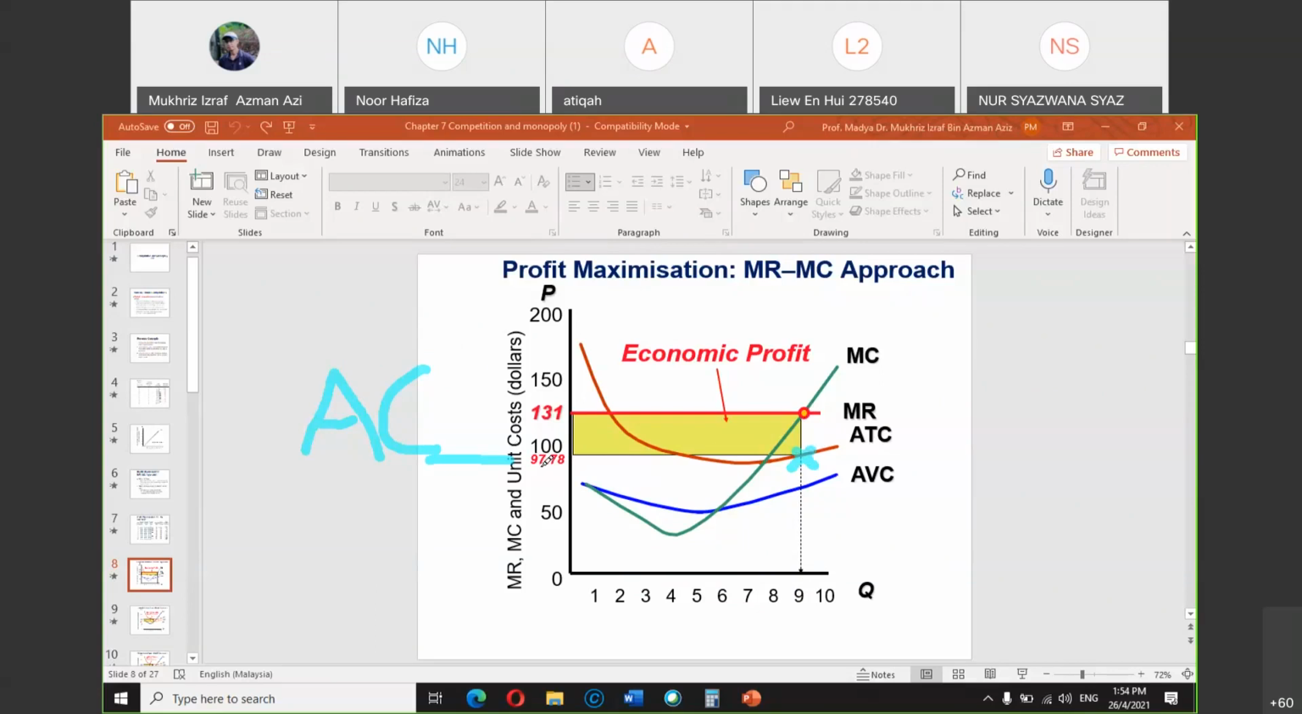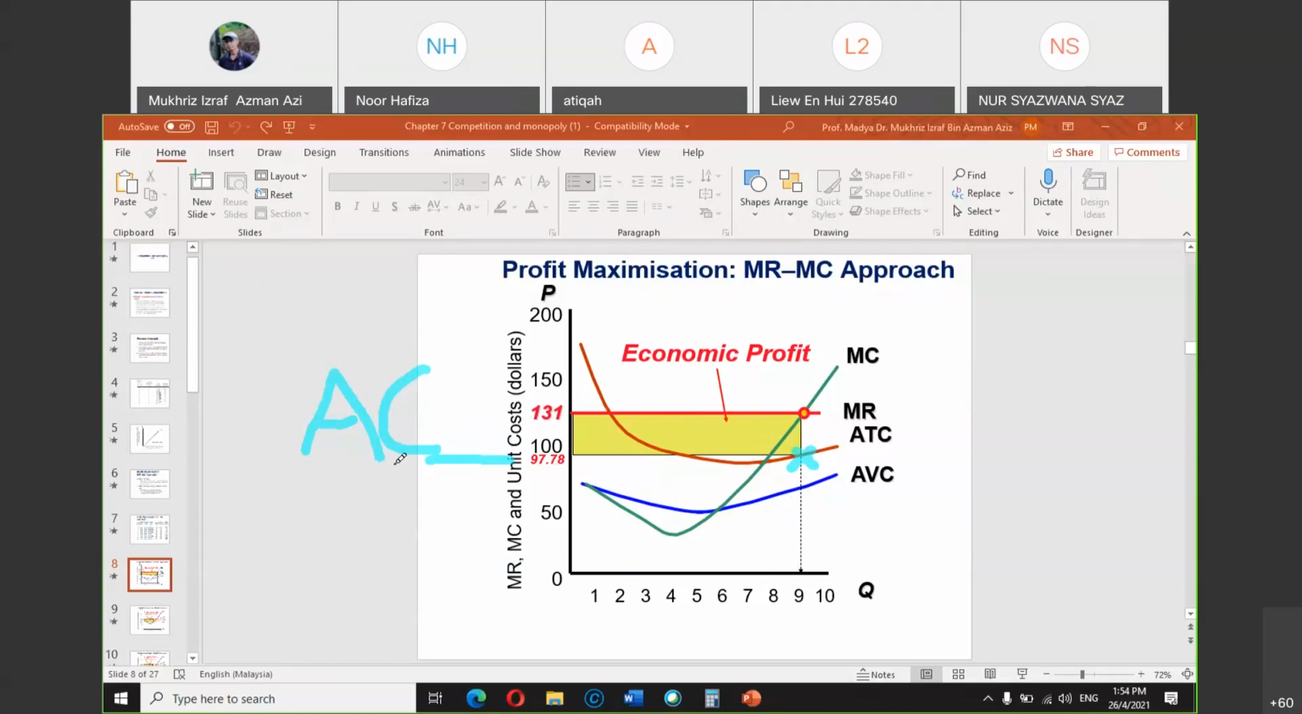When you produce at 9, average cost will be 97.78. But what we want is the total cost, not average cost. Just now we showed that total revenue is obtained by P times quantity, so the blue area just now is your total revenue area. How about the total cost? What we get is the average cost. So how do we convert average cost into total cost?